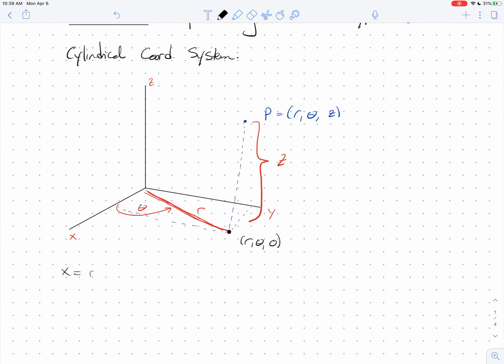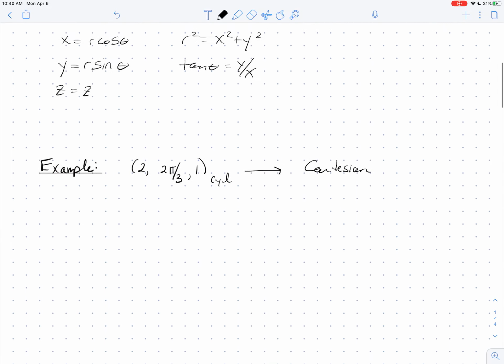So it's still just x equals r cosine theta, y equals r sine theta, and then by the way, z is just z. R squared is, as before, going to be x squared plus y squared. Tangent theta, just like in polar, is y over x, so on and so forth. So I won't really belabor this too much because we've been working with polar. Let's scroll down though and do an example.